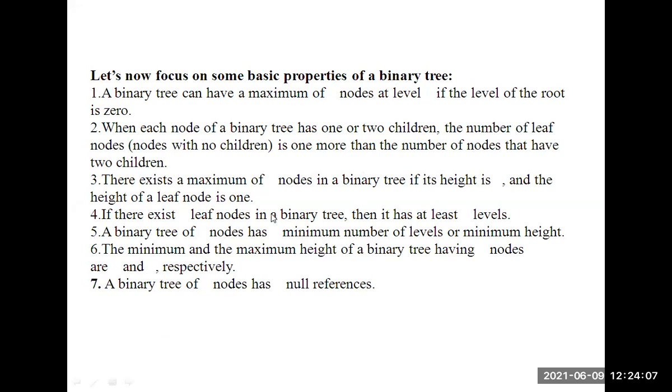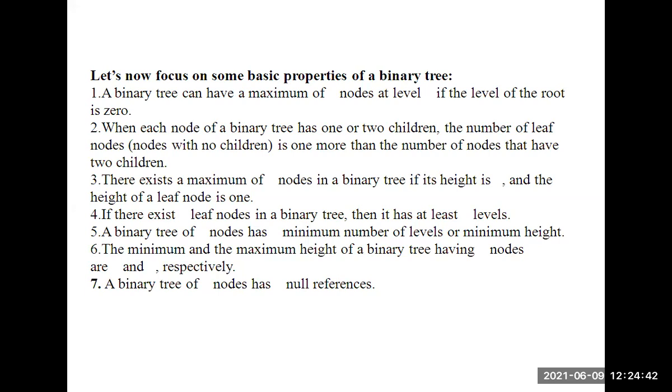When each node of a binary tree has one or two children, the number of leaf nodes is one more than the number of nodes that have two children. What it means is, when each node has either one child or two children, then the number of leaf nodes is one more than the number of nodes with two children. So leaf nodes are more compared to the two-children nodes.